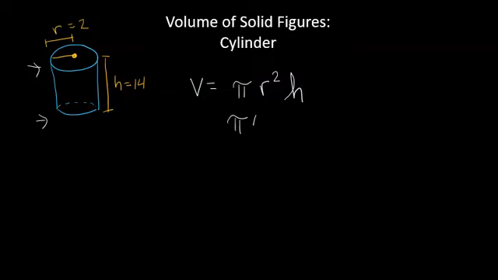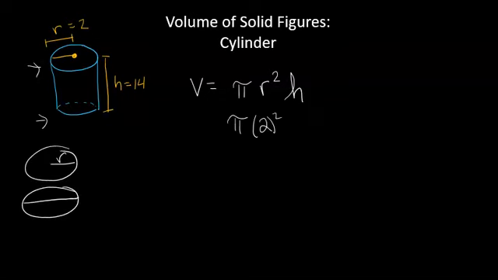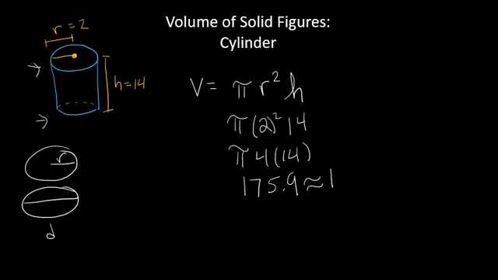We have pi. R is 2. It's labeled up there at the top. So the radius, in a circle, this is the radius. If the whole thing has a line going through it, that's the diameter. Height is 14. So what does that give us? It's 4, and then we have 14. This is going to give us 175.9, which basically is 176.